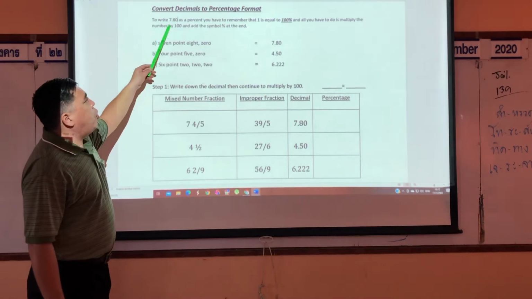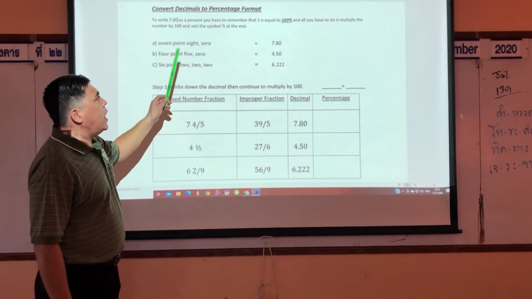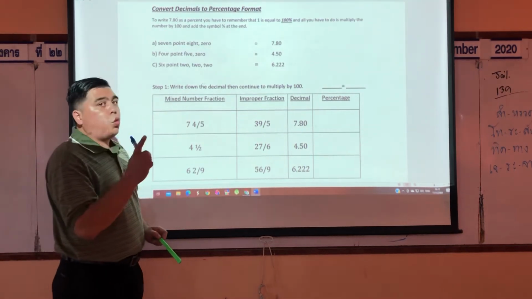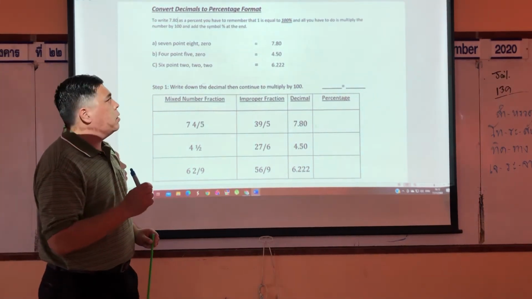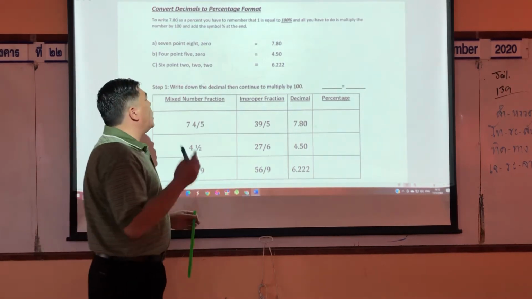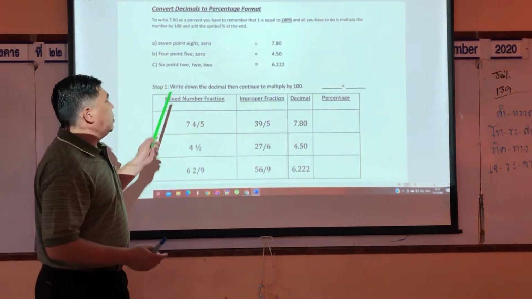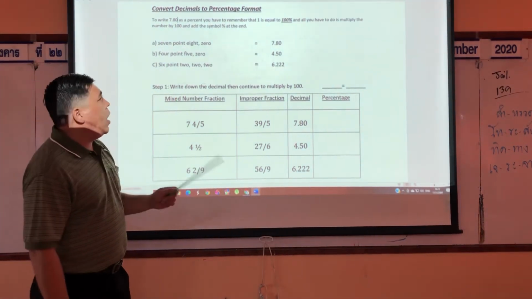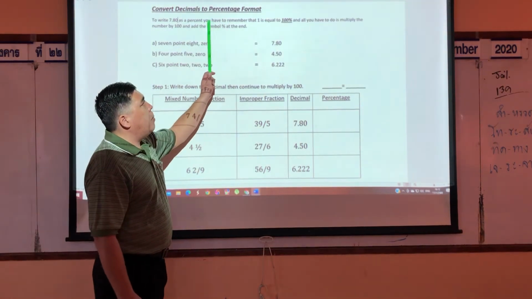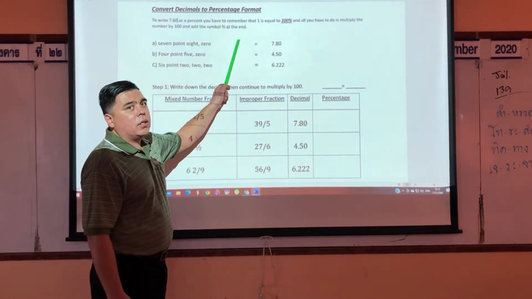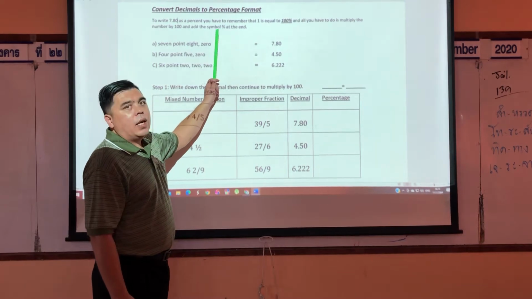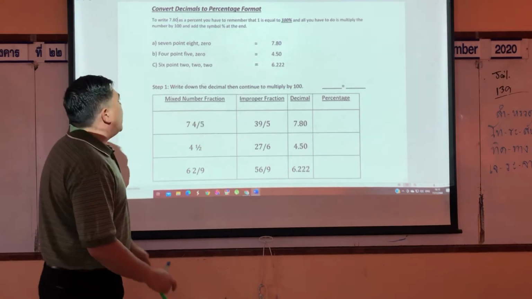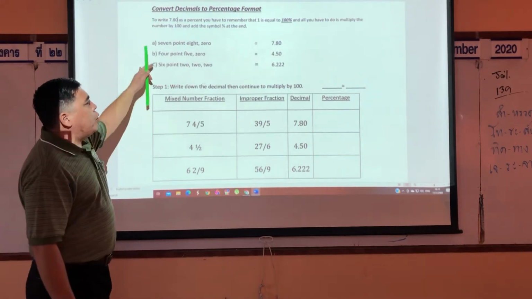To write 7.80 as a percent, you have to remember that 1 is equal to 100%. And all you have to do is multiply the number 7.80 by 100 and add the symbol percent at the end. Remember, you must add the symbol percent at the end. Okay, so we have got three examples for you.